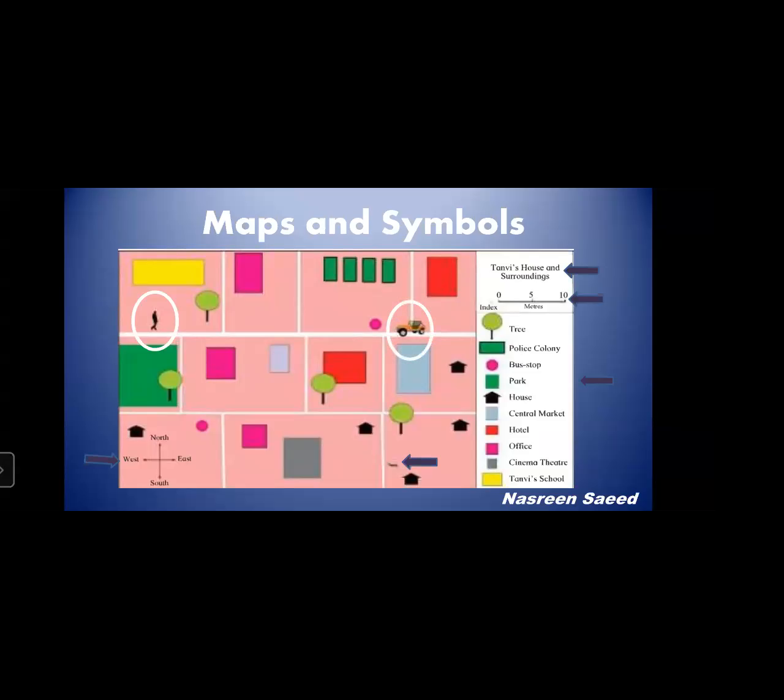Then what else? There is a dog or an animal shown in the picture. Do we show animals? No. So that is also wrong. So how many mistakes did we find? We found 3 mistakes in the picture. Rest all everything was correct.